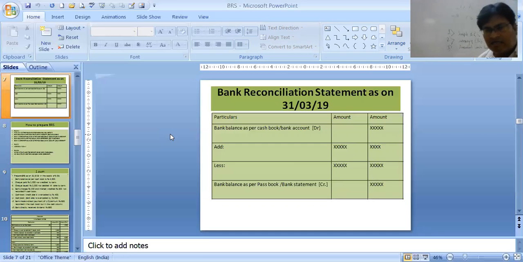Now let's understand the first method. This one we will do, and this one we will do. This is not in the syllabus, you just have to know that this is one of the methods. Okay, so the first method. This is the format of preparing the BRS, bank reconciliation statement as on 31st 3/19. It can be any date as given in the sum. In the books of, you can also write particulars, amount, bank balance as per cash book, or bank balance as per passbook, etc. Then you add, subtract, write the figures, and then we will get the other statement.